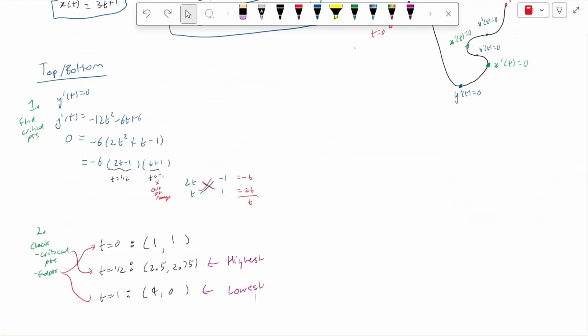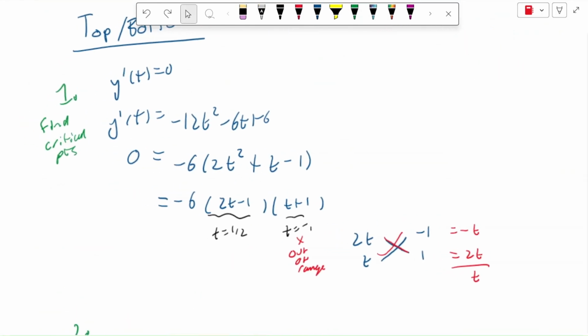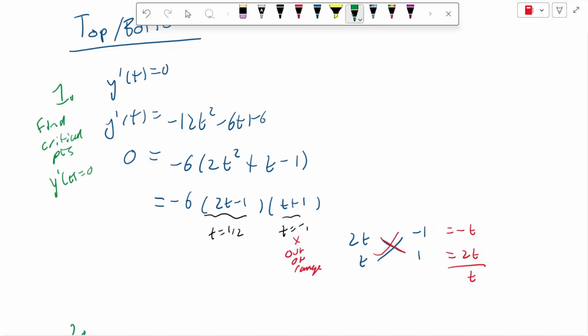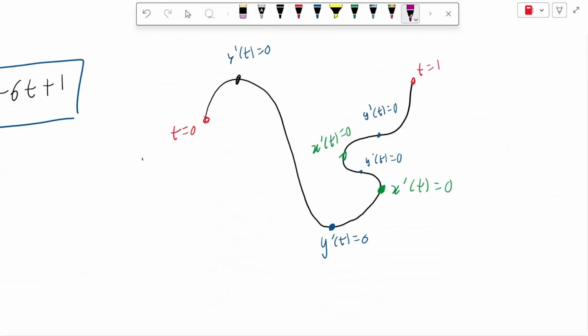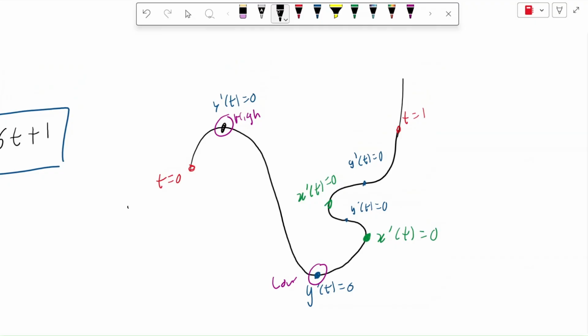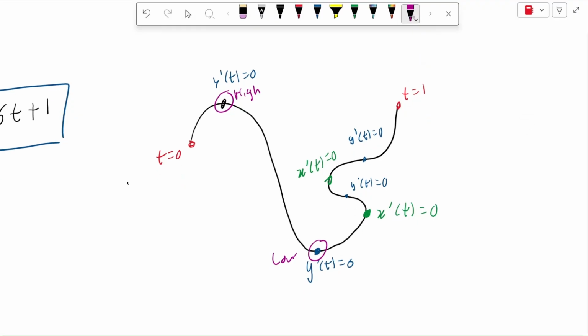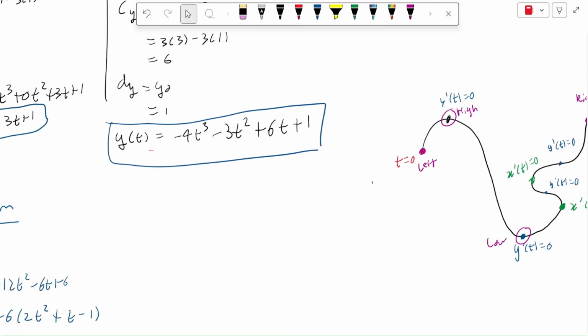Okay, so that's basically the process. Critical points, so y dash of t equals 0, and then you also check your endpoints. From my diagram here, on this one, for example, your highest point would be that, and your lowest point would be that, and in that case they're both critical points. But you can imagine that if this went a little bit higher, that would be your highest point instead, so you do have to check the points on the end too. In this one, for example, our leftmost point is that and our rightmost point would be that, so they're at the endpoints. So you do have to check both.